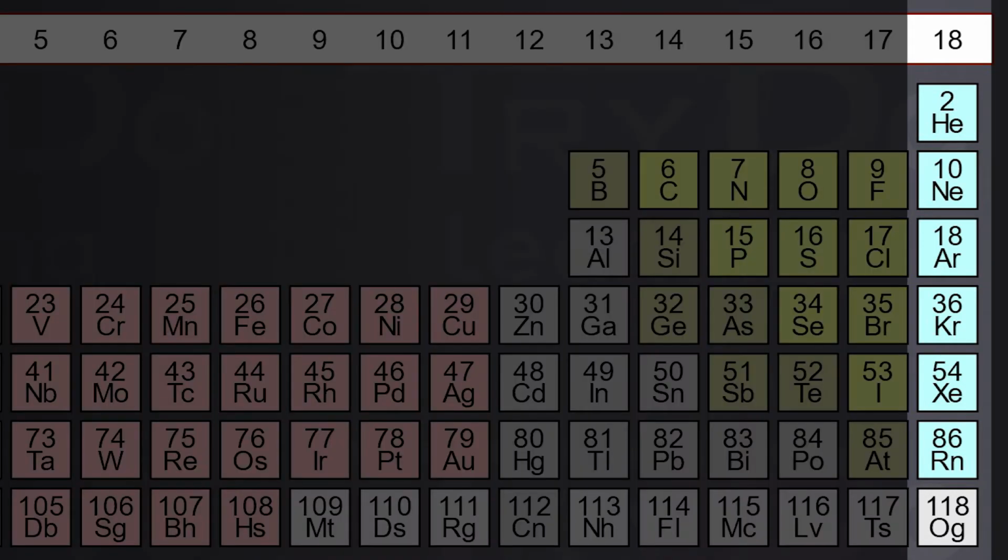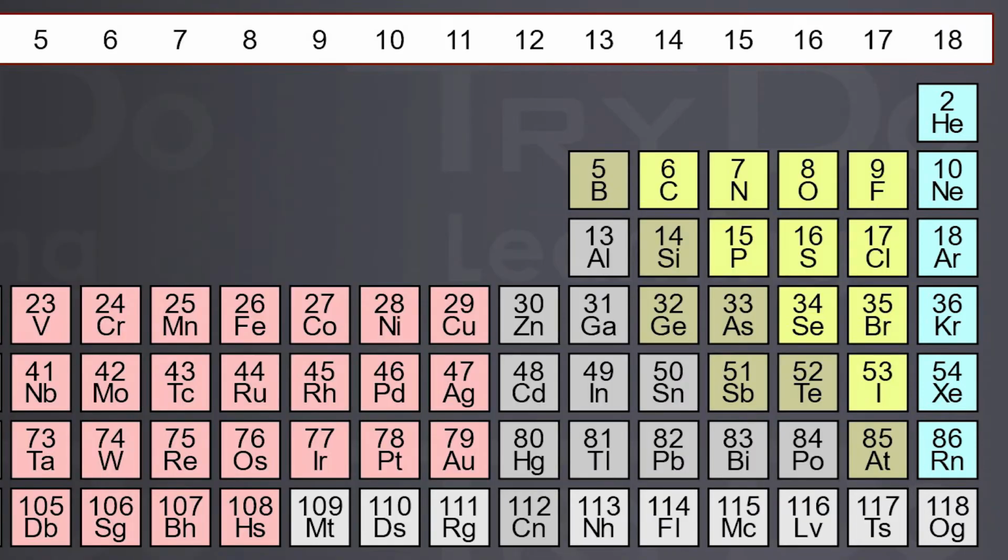And finally, the 18th group elements are called noble gases. The noble gases are namely helium, neon, argon, krypton, xenon, and radon. The noble gases have very low chemical reactivity. They are also odorless and colorless.